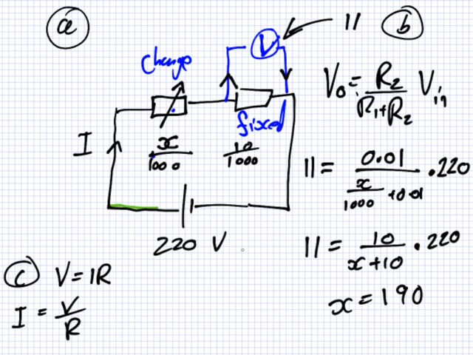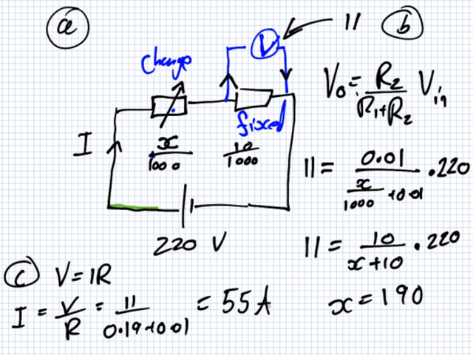So coming out, what was my voltage? 11 over 0.19 plus 0.01. So what do we get here? That's a bit more reasonable. 55 amps. Still big though, yeah.